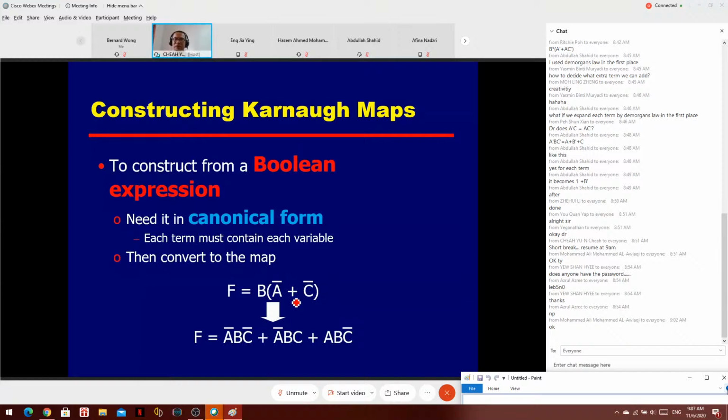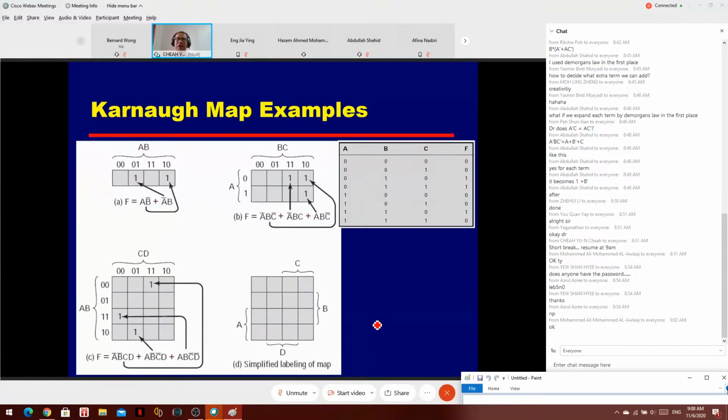So earlier, when we simplified already, we got this, right? Of course, this is already simplified, but we cannot do Karnaugh maps in this kind of format. We cannot do Karnaugh maps when it's all over the place. It has to be in sum of products form for Karnaugh maps to work. Okay. So these are some examples of Karnaugh maps.